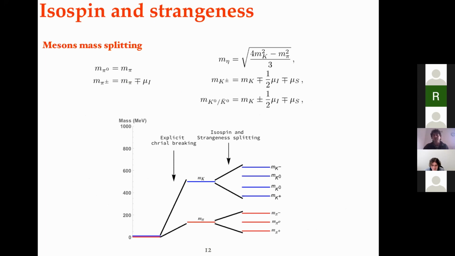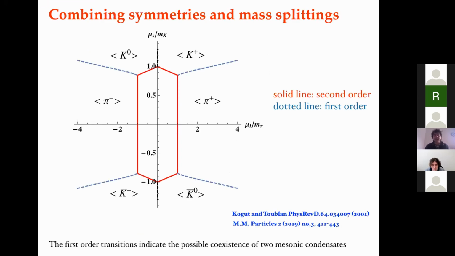The mass splitting of the pion and the kaon masses is reported in this figure here. As we increase the isospin and strangeness of our system, we have a splitting of the masses of kaons and pions. So any degeneracy is removed by isospin and strangeness. And from this plot, you can actually determine the diagram that Jens was showing before.